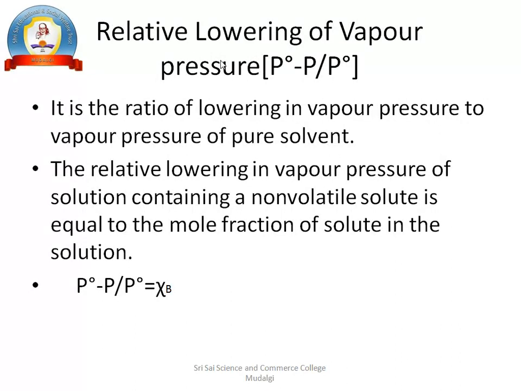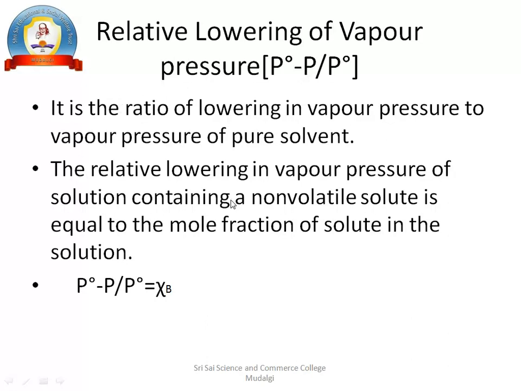As I had told, relative lowering of vapor pressure is represented by the symbol (P naught minus P) whole divided by P naught. Remember, P naught is the vapor pressure of the pure component, and P is the vapor pressure of the solution. What is meant by relative lowering of vapor pressure? It is the ratio of the lowering of vapor pressure to the vapor pressure of the pure solvent. P naught minus P is referred to as the lowering in vapor pressure, and its ratio to the vapor pressure of pure solvent is called relative lowering of vapor pressure.